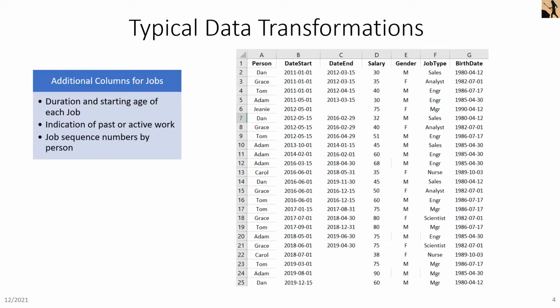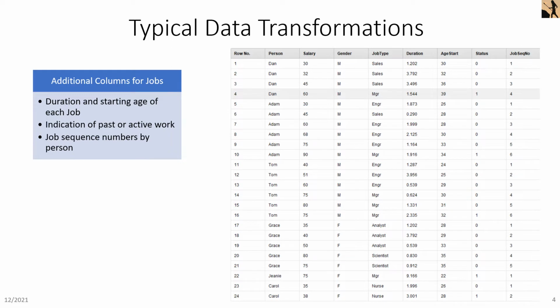First, let's add some additional columns for the job records. For example, duration and the starting age of each job, an indication of the work being a past or an active one. And then lastly is the job sequence number by the person. And we should be able to quickly use the RapidMiner operators to come up with a result like this, with all the columns we like to have and the output records sorted by the person name.